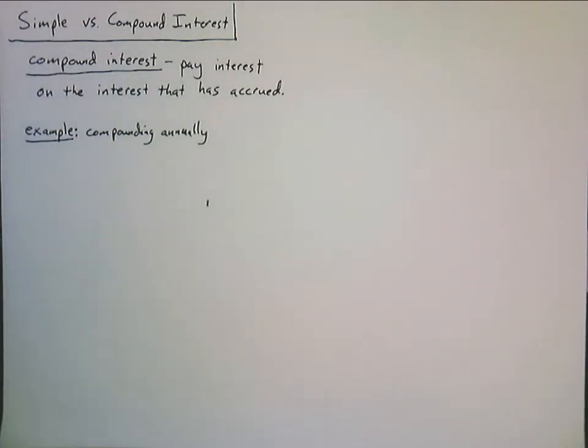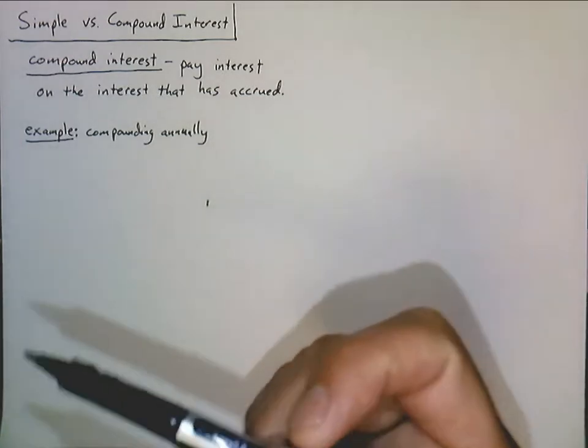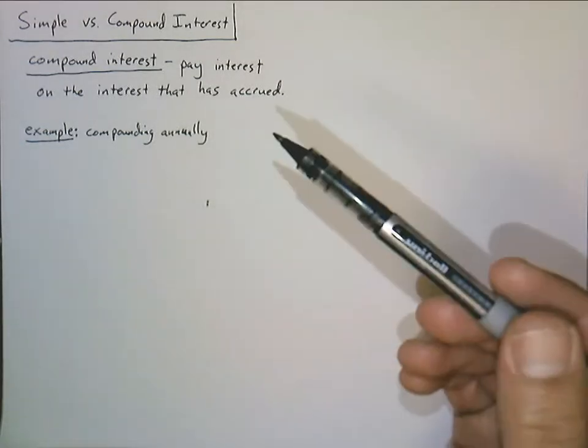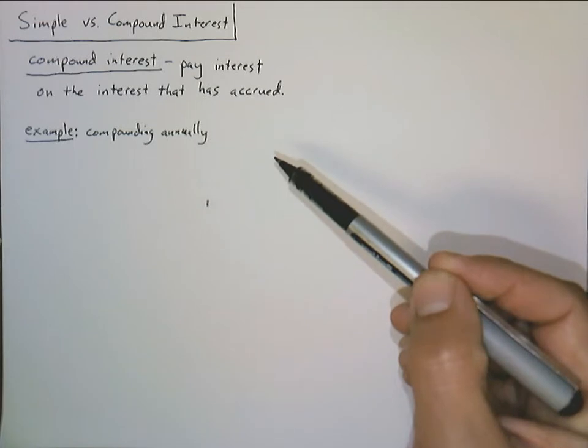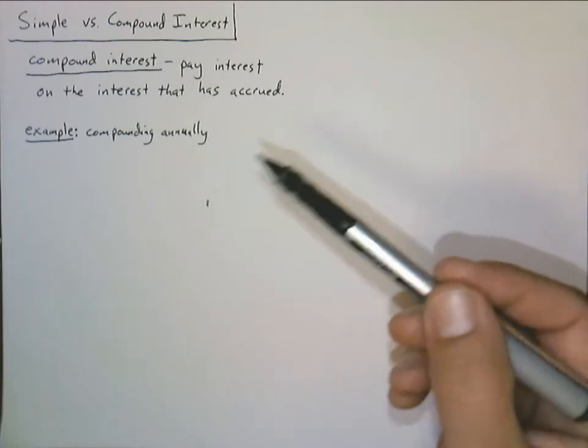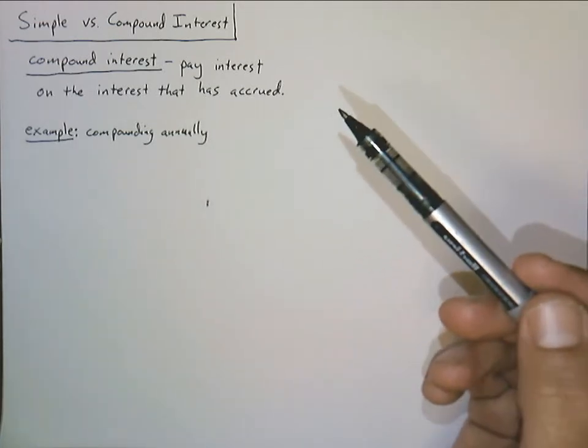And so before we talked about simple interest, now we're going to talk about compound interest. With compound interest, what the bank is going to do is make you pay interest on the interest that has already accrued. So you have to pay interest on the interest, not just on the principal.